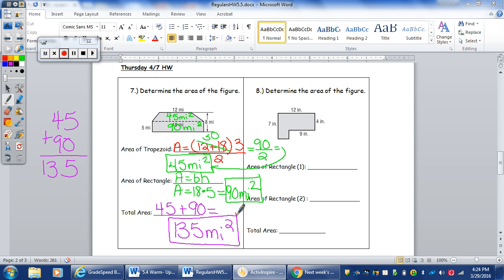So on number 8, you're going to find 2 different rectangles, and you're going to find the area of both rectangles, and then you're going to find the total area, which means after you break up the shape, you're going to find the area of rectangle 1, then find the area of rectangle 2, and then add the 2 up to find your total area.